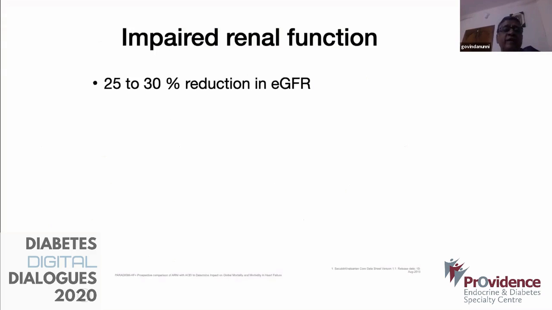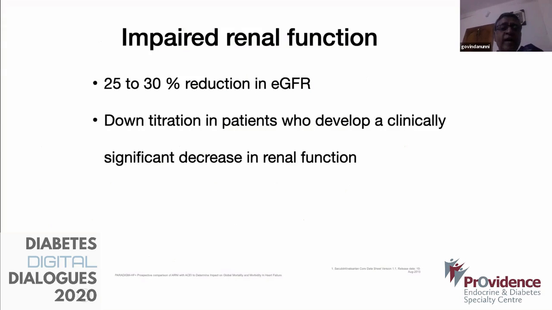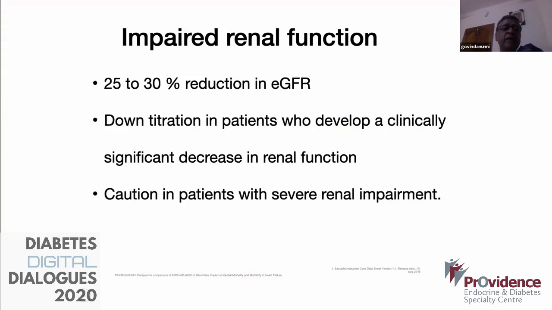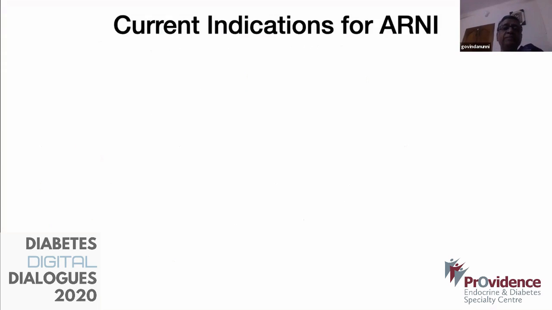As far as worsening renal function is concerned, 25 to 30% reduction in GFR is expected. Like ACE or ARB, 25 to 30% reduction in GFR is expected. If it goes beyond that, one has to down titrate the dose of sacubitril/valsartan and then maybe increase further depending on what happens to the renal function. And of course, be careful in patients with severe renal impairment.